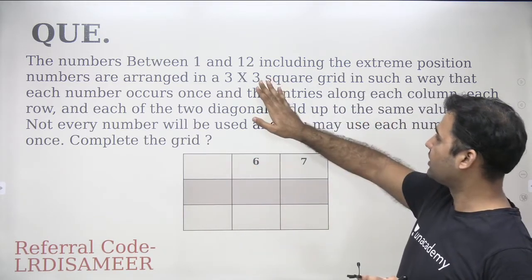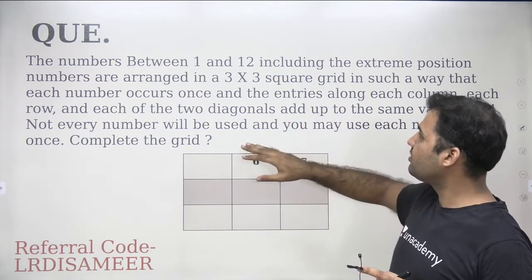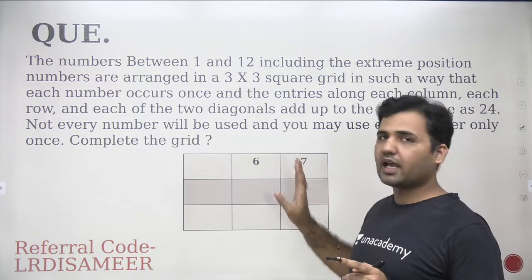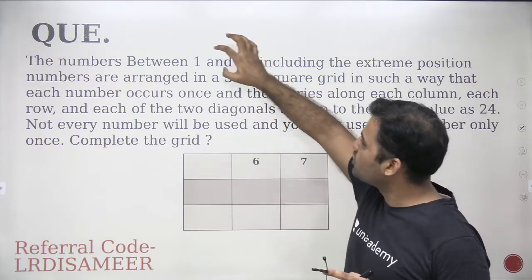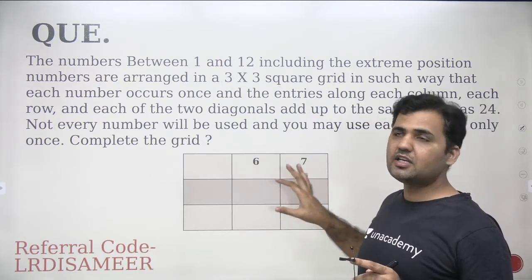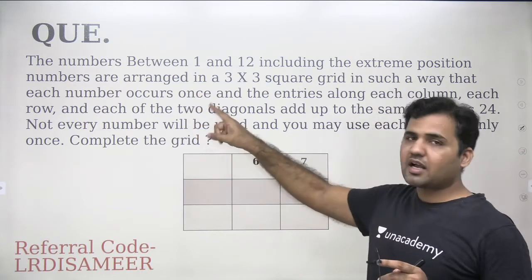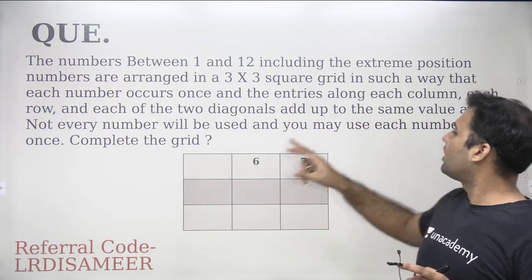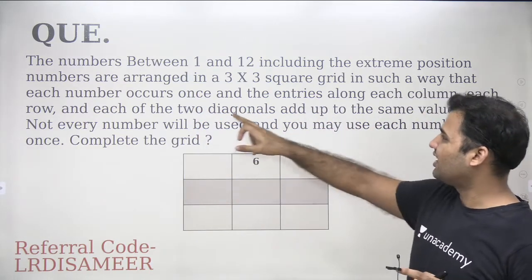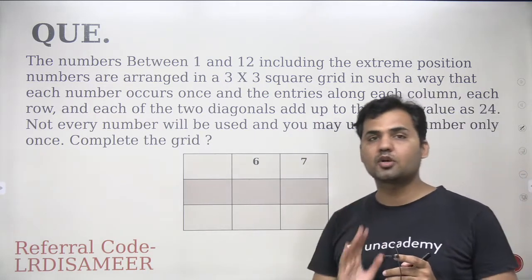When you read it further, it says that not every number is supposed to be used. It doesn't mean that every number from 1 to 12 has to be filled here. You're supposed to select 9 numbers out of these 12 numbers to be filled in a 3 into 3 square grid in such a way that each number occurs once, and the entries along each column, each row and each of the two diagonals add up to the same value, 24. The summation should be 24.